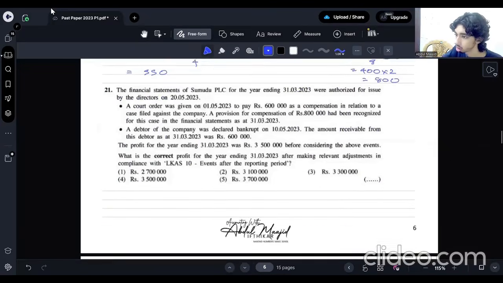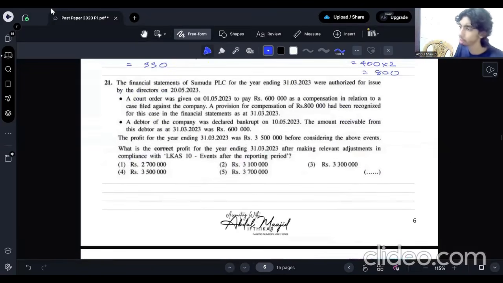Then 21. The financial statements of Sumudhu PLC for the year ending 31st March 2023 were authorized for issue by the director on 20th of May 2023. A court order was given on 1st of May 2023 to pay rupees 600,000 as compensation in relation to a case filed against the company. A provision for compensation of 800 has been recognized for this case.